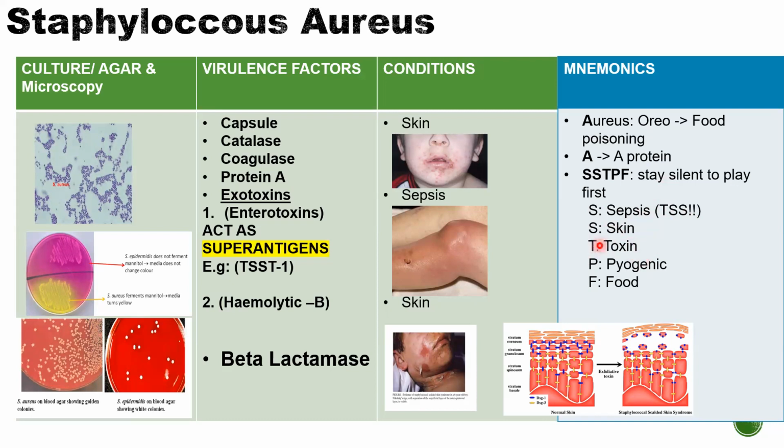Remember that it's toxin mediated. P for pyogenic means it causes pus formation. Okay, like in this case here, you can see pus accumulating under the skin. And F for food poisoning.